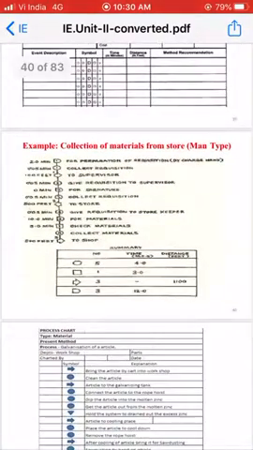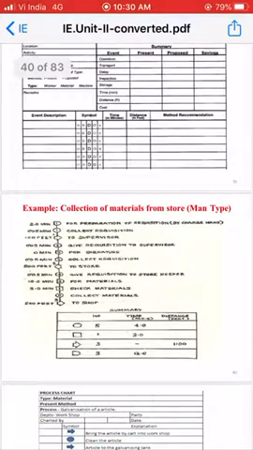So in this way, the activities which are only related to the man, these are all activities related to the man. That is preparing the requirement sheet, then placing this requirement to the supervisor, then placing this requirement to the storekeeper, then collecting these materials, and then taking these collected materials to the shop. So these all are the activities related to your man type. That's why this is called the man type flow process chart.